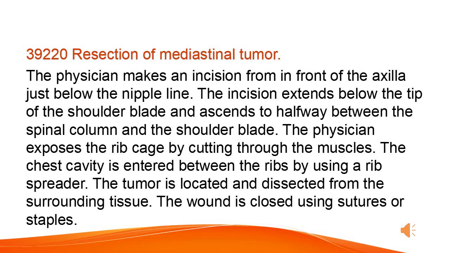Resection of mediastinal tumor. The physician makes an incision from in front of the axilla just below the nipple line. The incision extends below the tip of the shoulder blade and ascends to halfway between the spinal column and the shoulder blade. The physician exposes the rib cage by cutting through the muscles. The chest cavity is entered between the ribs by using a rib spreader. The tumor is located and dissected from the surrounding tissue. The wound is closed using sutures or staples.